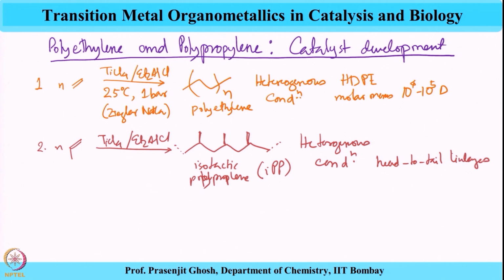Focusing more on polypropylene, the first catalyst was Cp2 titanium dichloride with Et2AlCl. This is for polyethylene, sorry.